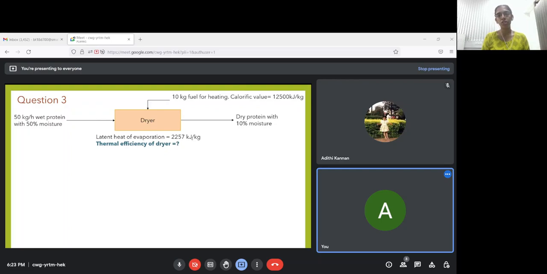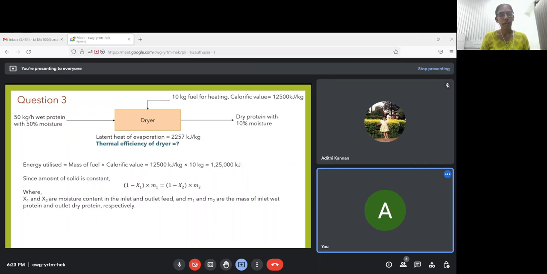latent heat of evaporation, which is 2257 kilojoule per kg. And what is asked is the thermal efficiency of the dryer. And we have been asked to ignore the sensible heat. So we need to first calculate how much energy is being utilized in burning this 10 kg of fuel. So that can be calculated by mass of the fuel into its calorific value. Mass of the fuel is 10 kgs and calorific value is 12,500 kilojoule per kg. So total giving the energy of 1,25,000 kilojoules. So this is the total energy being utilized from the fuel.